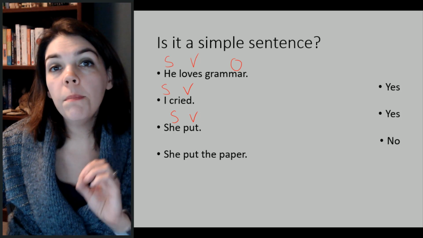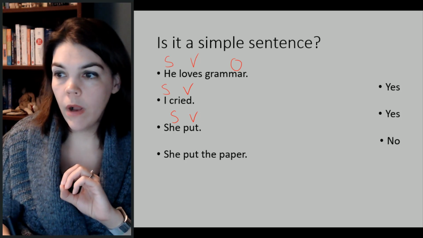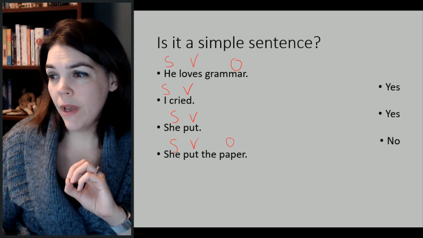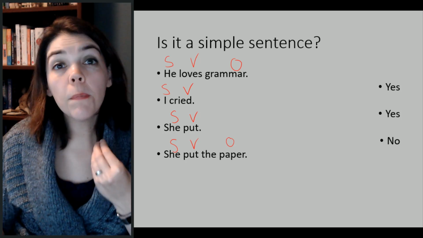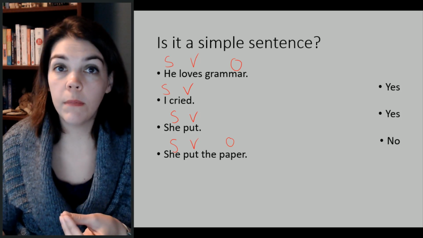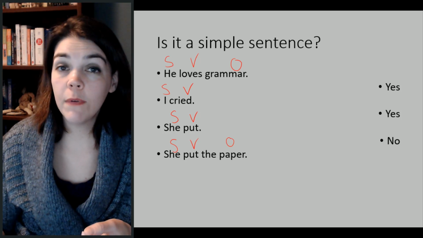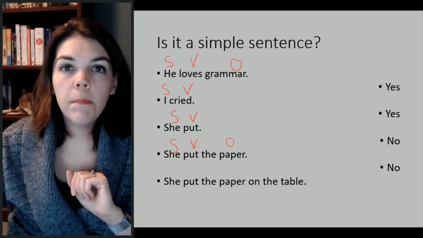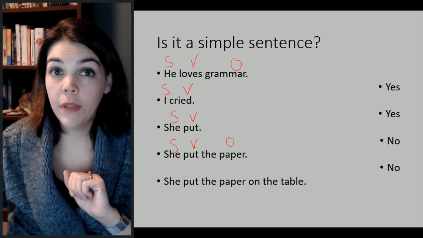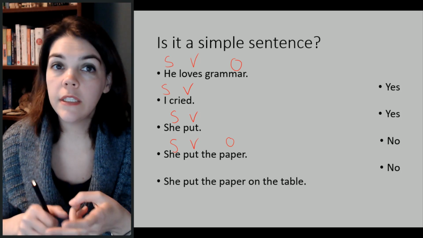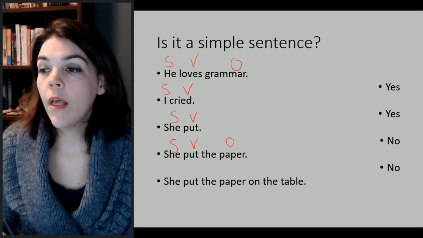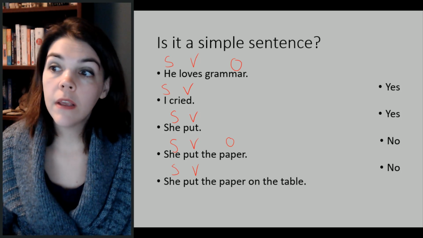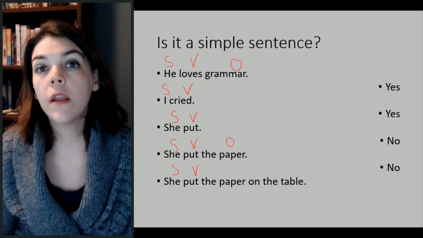What about this? She put the paper. Well, we have our subject, we have our verb, we even have an object here. But is it a complete thought? For put, we need to tell where. We can't just put something, we have to put it someplace. So put is kind of a special verb. This is not a simple sentence. How about this? She put the paper on the table. Now we have a complete thought because that verb has an object and it tells us where. Now it's important for me to point out that not all verbs are like put. Put is very special. Some verbs require an object and that's it. Some verbs don't take an object. It depends on the kind of verb that you're using.